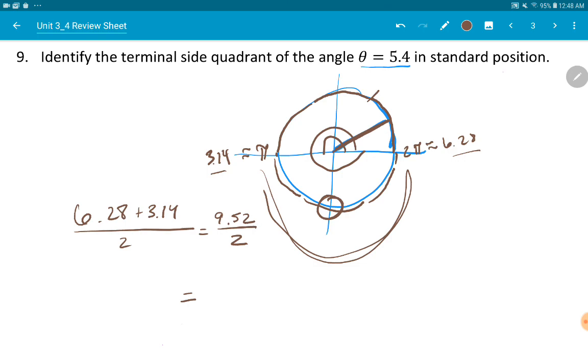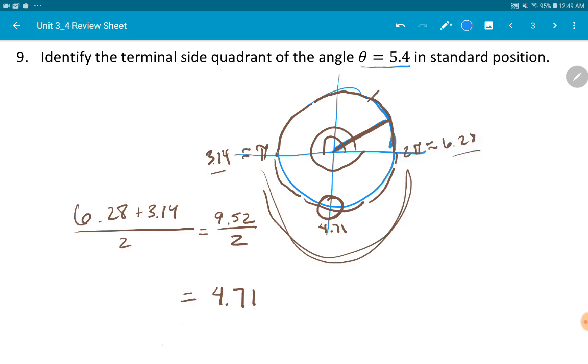So half of 9 is 4.5. And then half of 0.52 is 0.26. So that gives me 4.71 for this point when I add those together. So 5.4 is greater than 4.71.